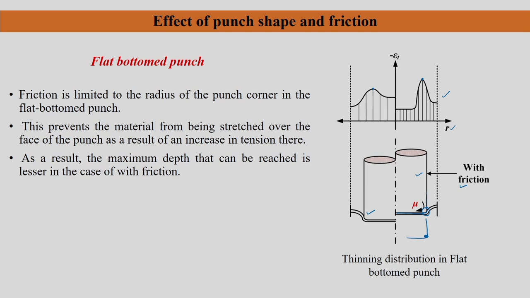This prevents the material from being stretched over the flat face of the punch as a result of the increase in tension there. So, naturally tension will be more in this particular location, and hence the flat face region may not play a big role in the stretching operation. And what will happen here is, since friction is going to play a role only in the corner region, in the with friction case, that means the less lubricated case, you will see that thinning is going to dominate in this location as compared to the other case. So, at the same stage, the thinning is going to dominate.